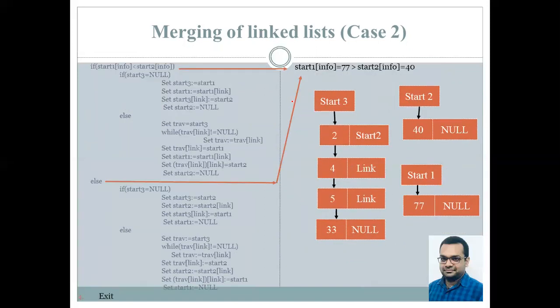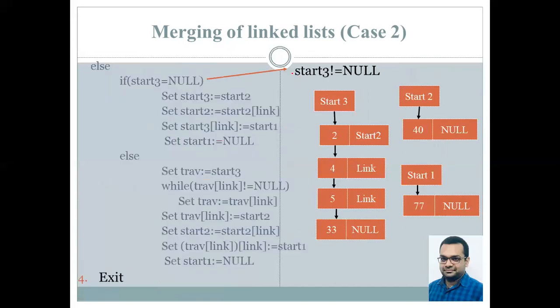So our program jumps out of this part and checks if start1 information is less than start2 information. Now start1 information is 77 and start2 information is 40. So this check is false, and none of these statements are going to get executed. The program directly jumps to the else part and checks to see, yes, this is true. So therefore, it checks if start3 is not equal to null. This check is going to be false, and therefore none of these statements are going to be executed. The control directly jumps to this else part.